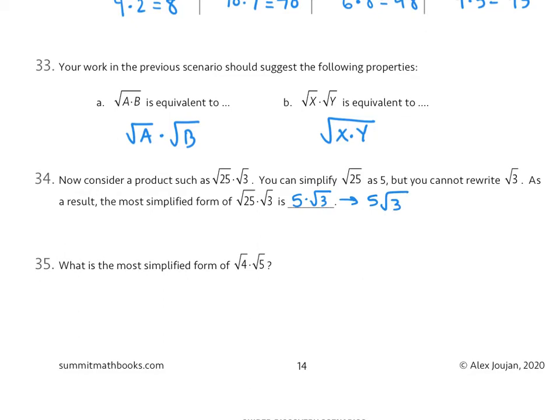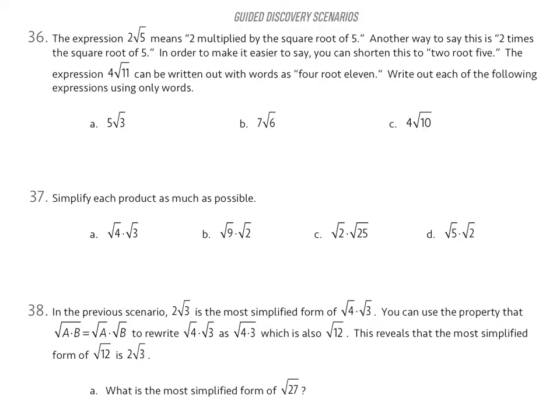35. What is the most simplified form of the square root of 4 times the square root of 5? The square root of 4 is just 2, and then I can put times the square root of 5, which I cannot simplify, so I can put 2 times root 5, or 2 times the square root of 5 without the dot for multiplication.